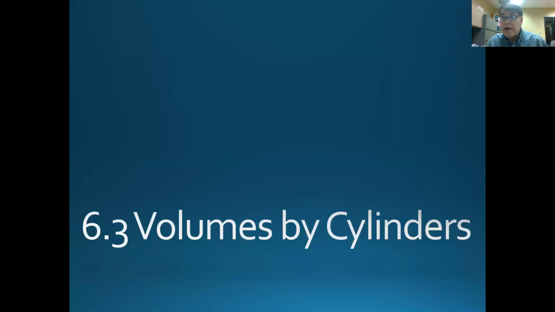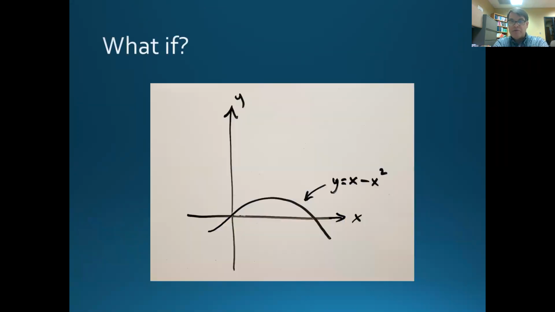Hello and welcome to my continued quest to try to keep my brain fresh as I get older. I'm on the third section of James Stewart's sixth chapter on calculus. This is the third section on volumes by cylinders. The previous video was on volumes by washers. But anyway, let's refresh ourselves, shall we?